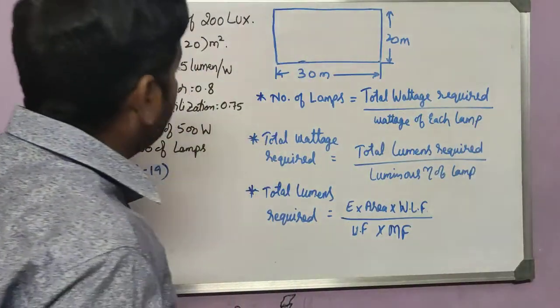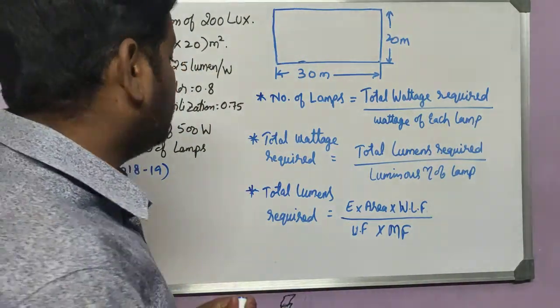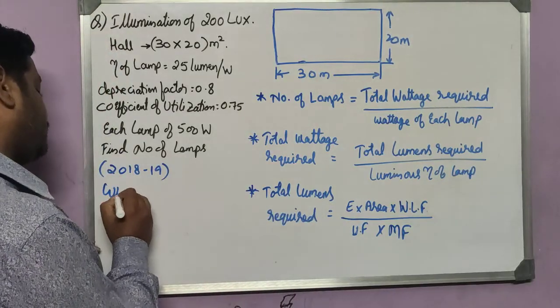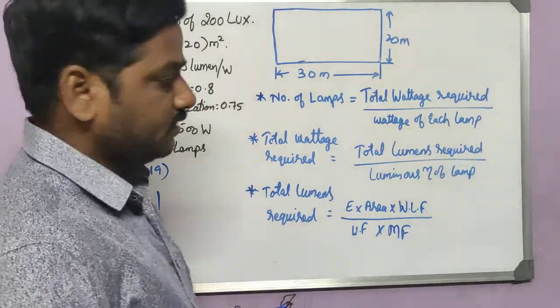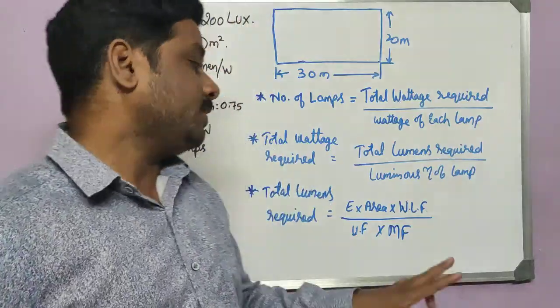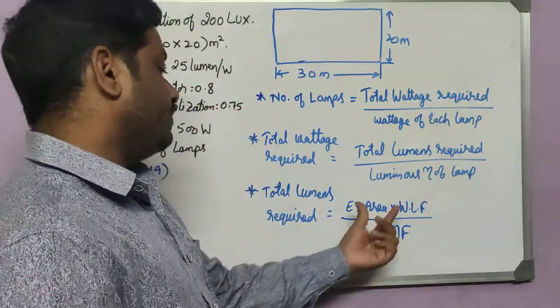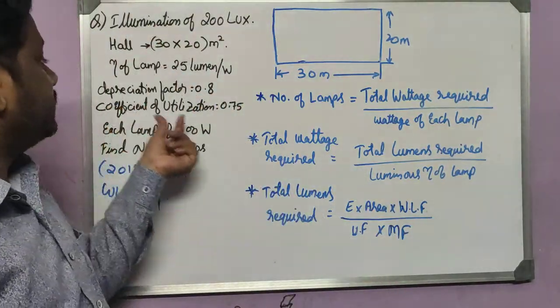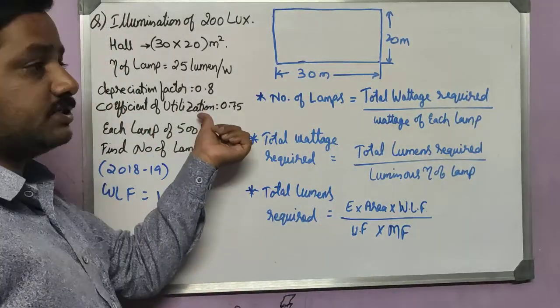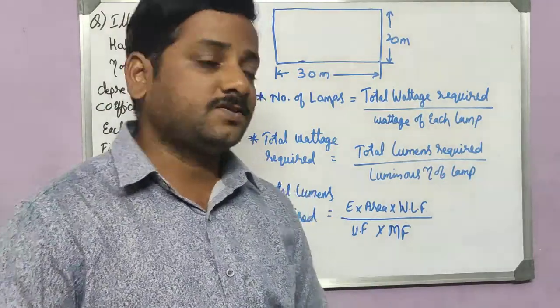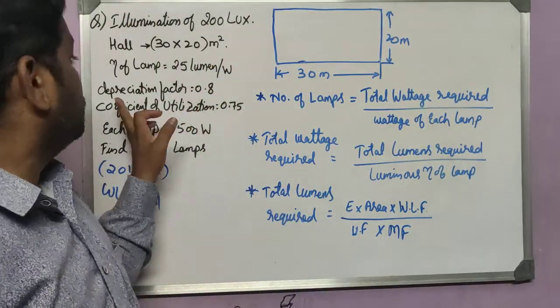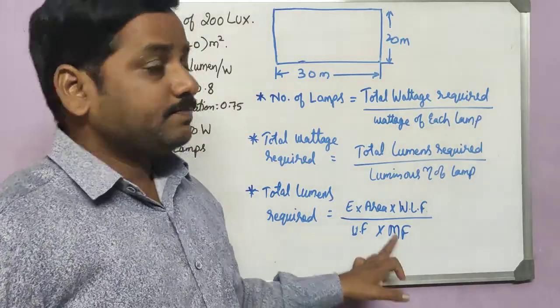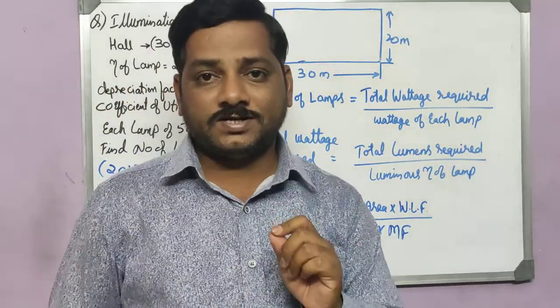In this question, the waste light factor is not mentioned, so we can consider it as 1. If it is not given in the problem, consider it as 1. Divided by utilization factor or coefficient of utilization, into maintenance factor. But here it is mentioned as a depreciation factor.